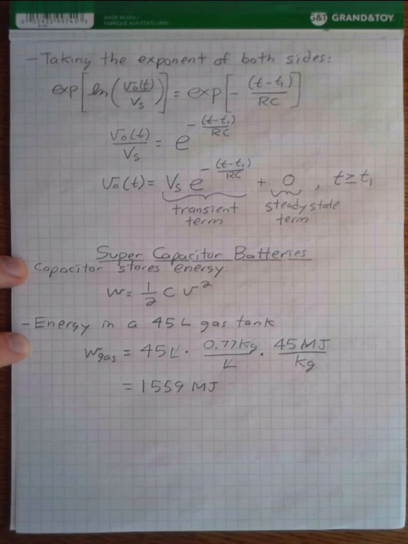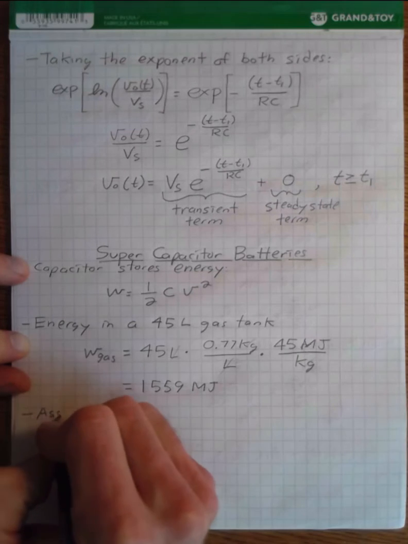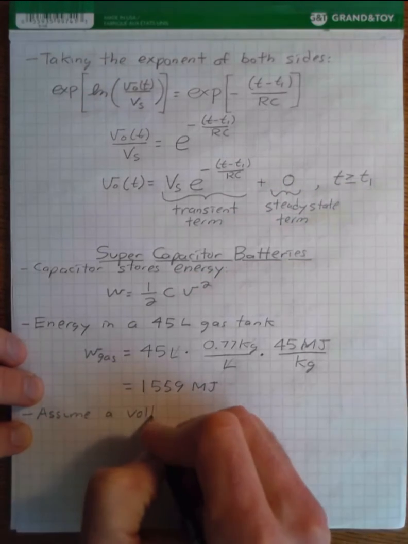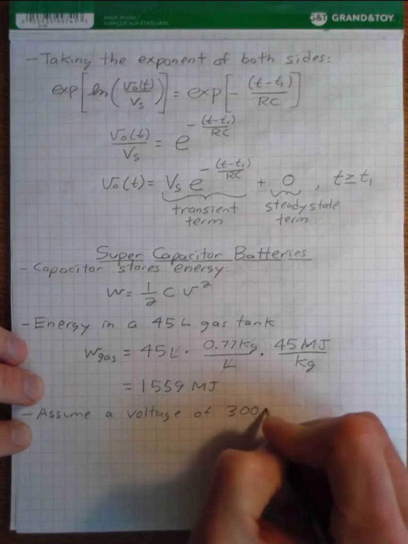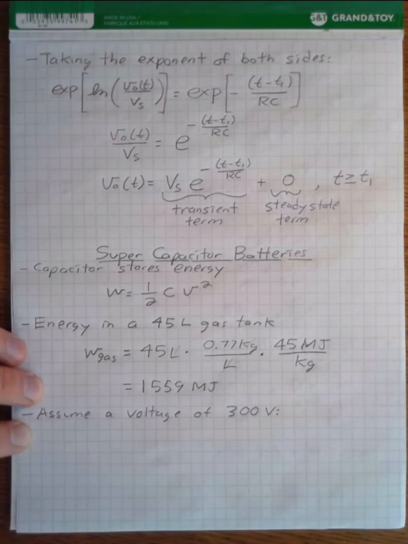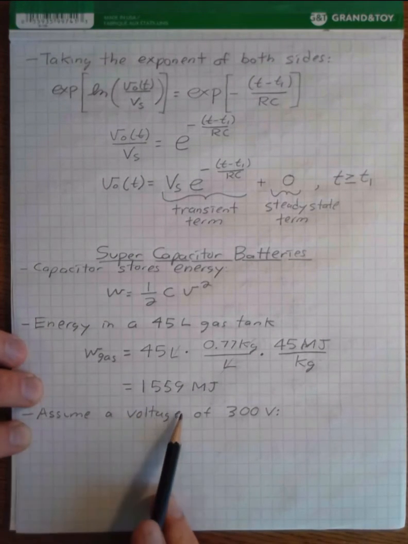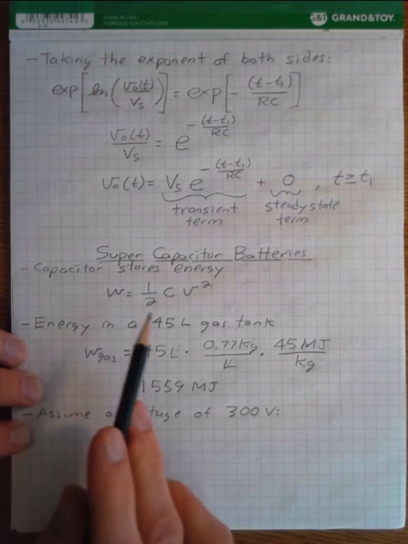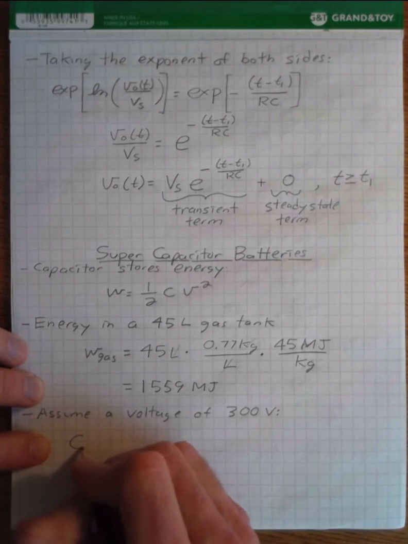Now, let's figure out how big our capacitor would have to be, how many farads our capacitor would have to be in order to store a similar amount of energy. So let's assume a voltage of 300 volts, which is a typical value for an electric car. And let's substitute in 1,559 megajoules and 300 volts and solve for the value of C, our capacitance.